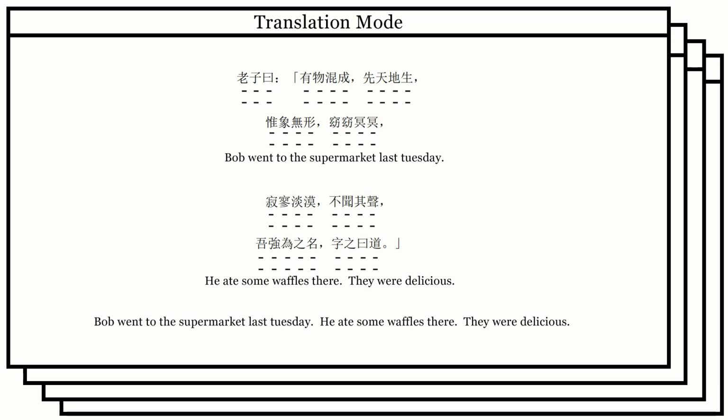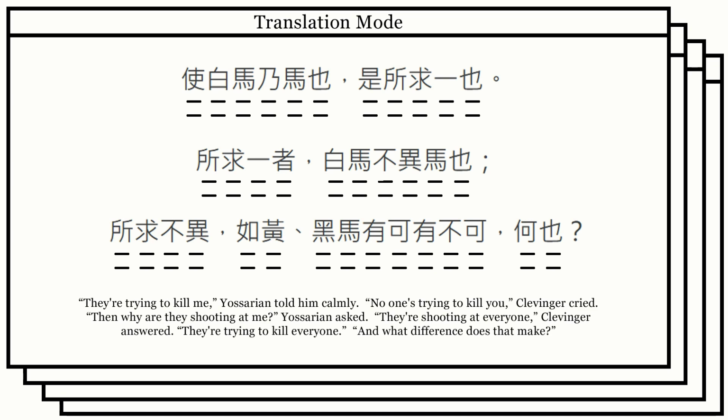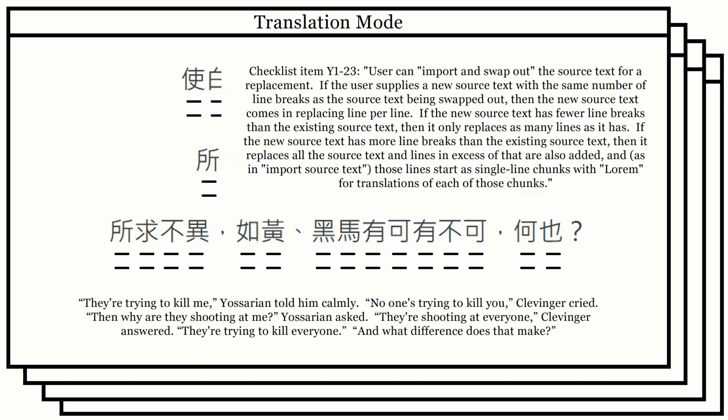The next checklist item is something I put there for converting between traditional and simplified Chinese characters using some other converter program. Suppose I've just done a translation from Chinese to English using traditional Chinese characters, and now I want to make a variation that has simplified Chinese characters instead. Checklist item 1-23. User can import and swap out the source text for replacement. If the user supplies a new source text with the same number of line breaks as the source text being swapped out, then the new source text comes in, replacing line per line.